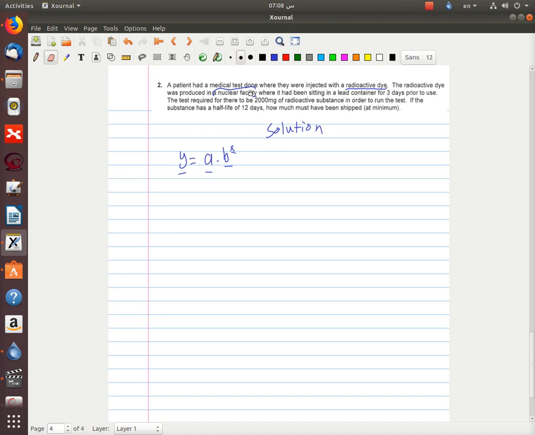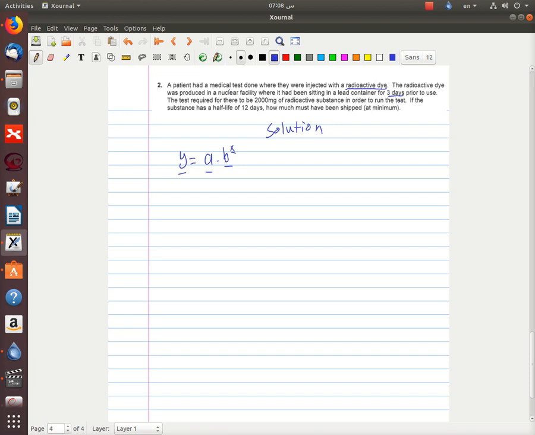Anyways, a nuclear facility where it had been sitting in a lead container for 3 days. Okay, what does 3 days mean in the context of math? Is it y? Is it a? Is it b? Or x? Well, we've got to think about it. So what do you think the 3 days is?